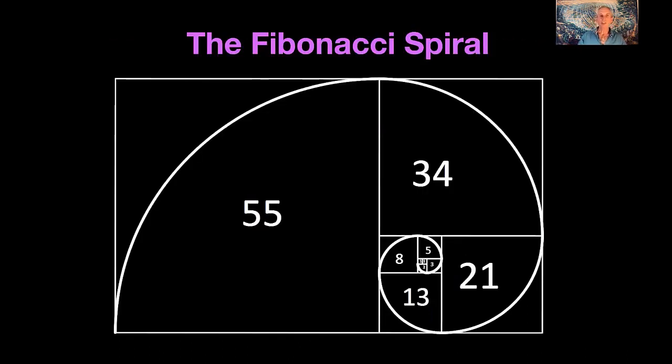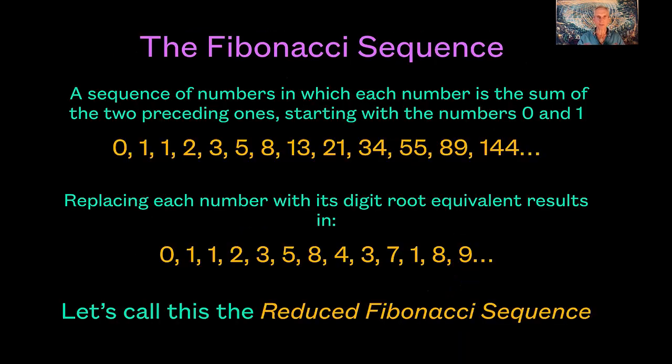Okay, so the torus comes out of a special sequence called the Fibonacci sequence. And here is the Fibonacci spiral that comes out of the Fibonacci sequence. I'm going to come back to this. Here's the Fibonacci sequence. It's simply a sequence of numbers in which each number is the sum of the two preceding numbers, starting with the numbers 0 and 1.